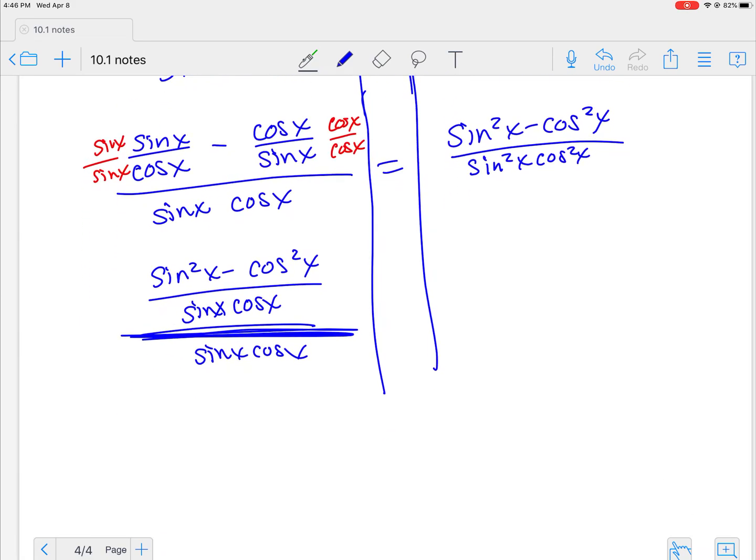Do you see you cannot cancel this? I have a minus sign here. Because this is a minus sign, you cannot cancel those. That's not how that works. With this minus sign, you cannot touch those. All right, I just wanted to be clear about that.